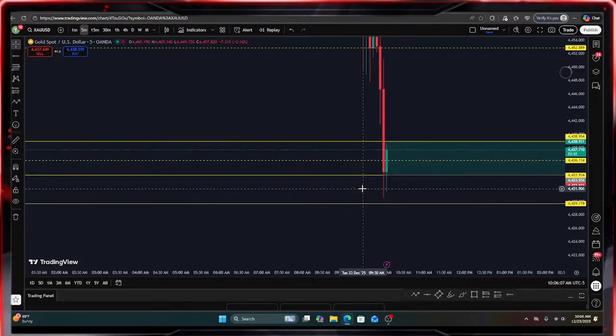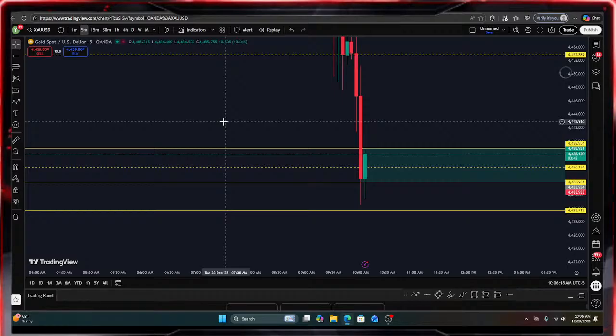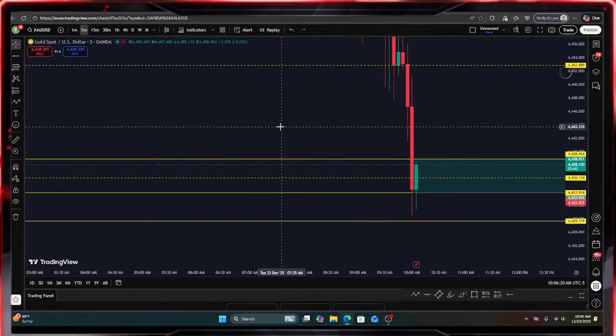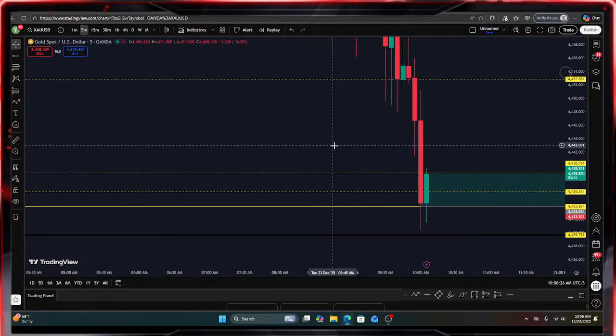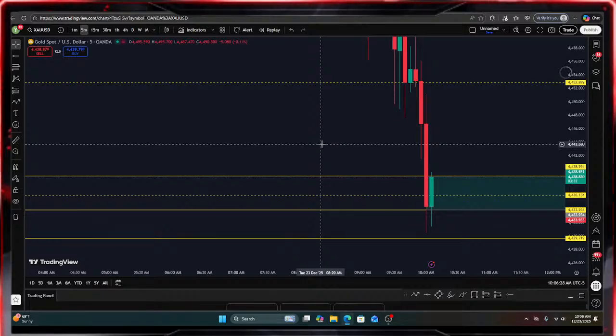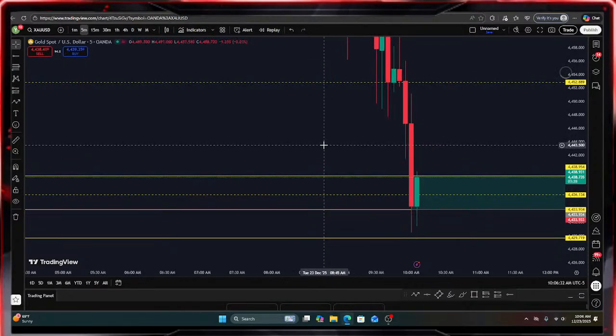Yo, chat. If you're in this trade right now, close full, because TP basically got hit. Phone dead, so I can't even close. My phone just died just now. But if you're in this trade, close full or make sure stop loss is at break even. My phone is dead, bro. Rookie mistake.